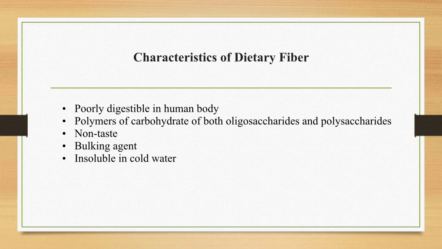So let us discuss the characteristics of dietary fiber. First of all, it is poorly digestible in the human body. They are not digested or are poorly digested in our body because they are not absorbed by the small intestine. Another one is that they are polymers of carbohydrate, both oligosaccharides and polysaccharides, because they contain complex sugars and long chains of sugars. Non-taste: they are tasteless and don't significantly affect the taste of food.